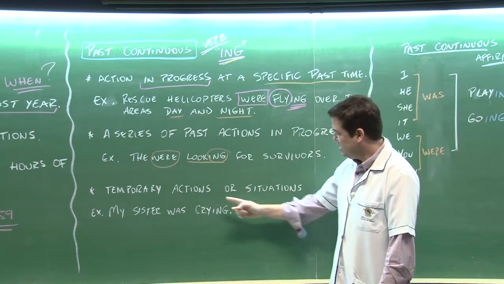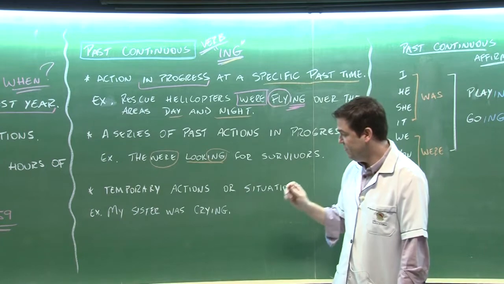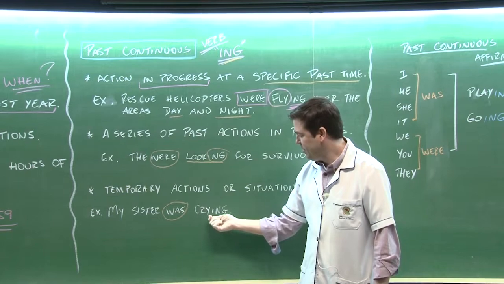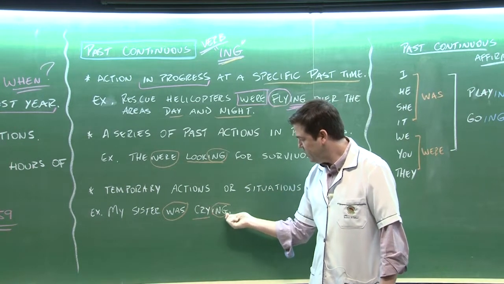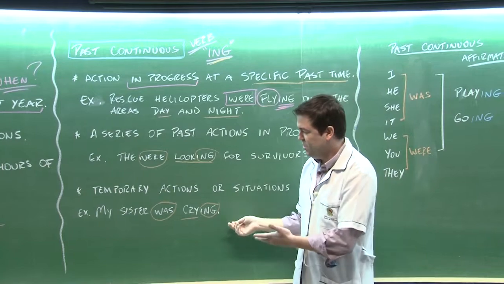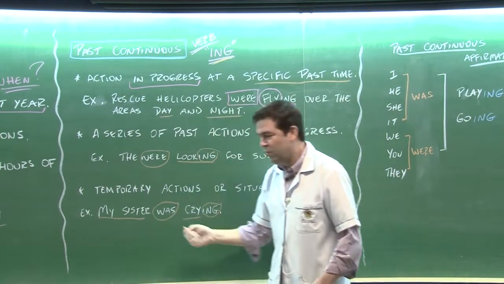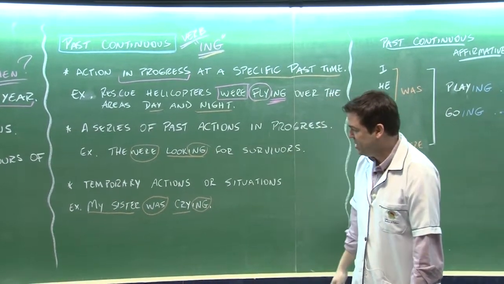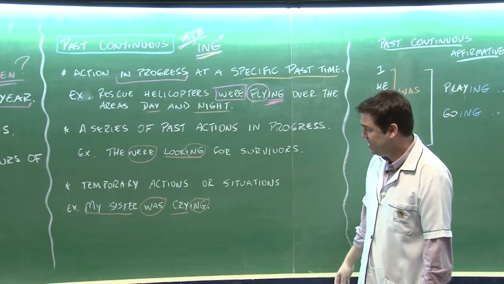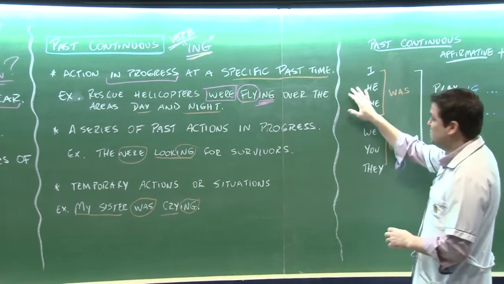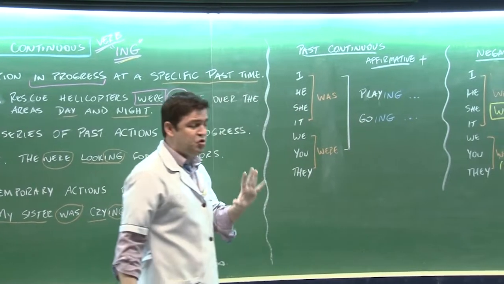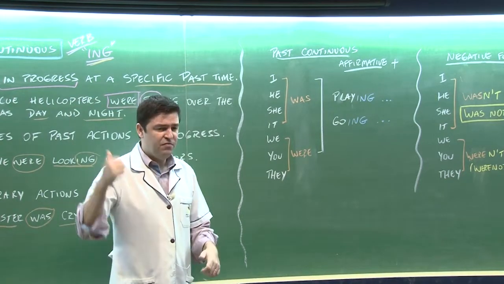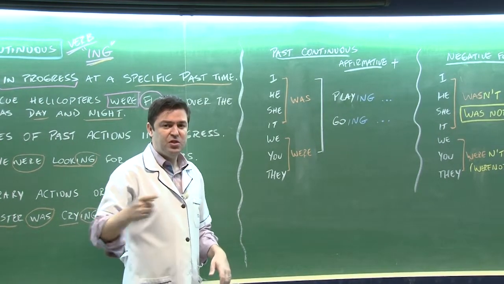Or temporary actions or situations. I have here, for example, my sister was crying. Here I have the verb cry in ING form. It's a temporary situation because I believe that my sister will not cry forever. She will eventually stop crying. That's why it's a temporary situation or action, right? So here on this board, I have the structure of the past continuous. In the first class we had in Unit 1, I put the structure of simple past.